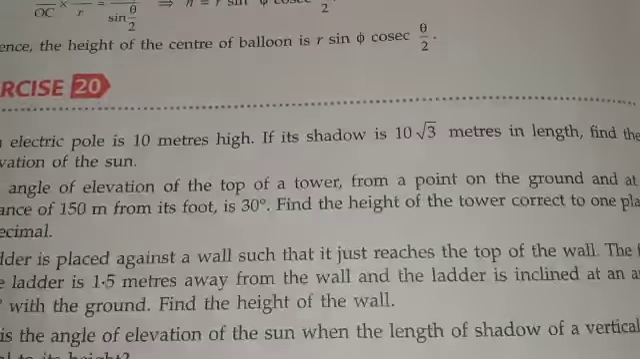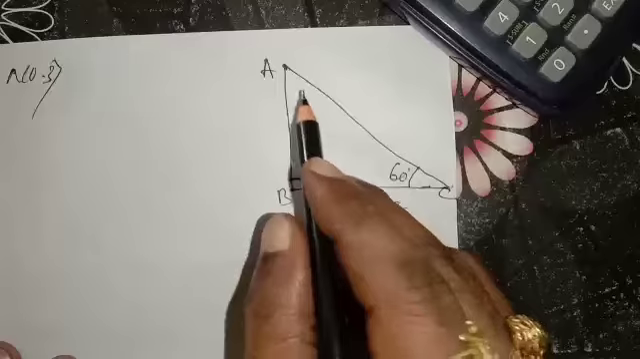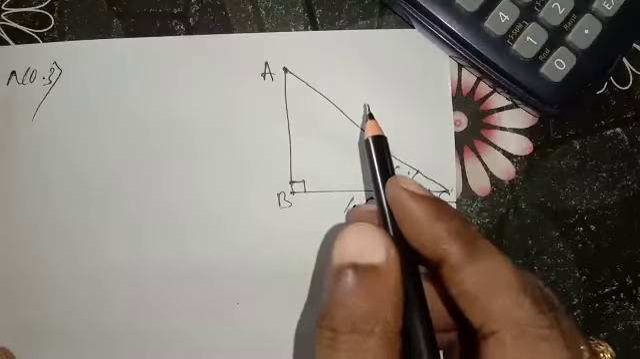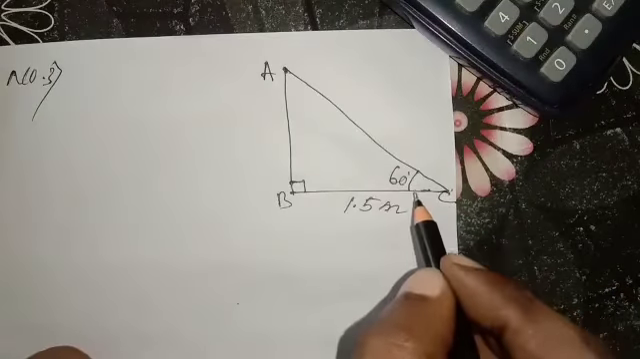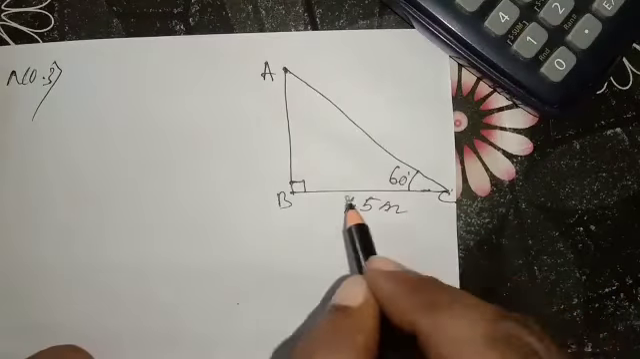Okay. And this is 90 degrees. Let AB be the height of the wall, AC the ladder, the length of the ladder. The foot of the ladder is 1.5 meter away from the wall. The ladder is inclined at an angle of 60 degrees with the ground, and it just touches the top of the wall.